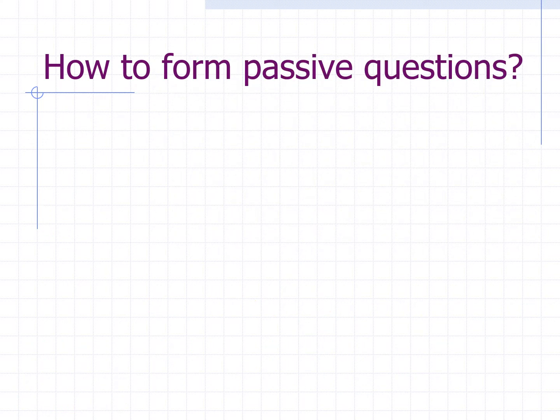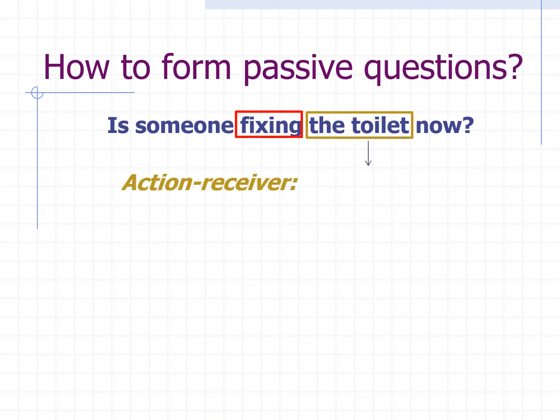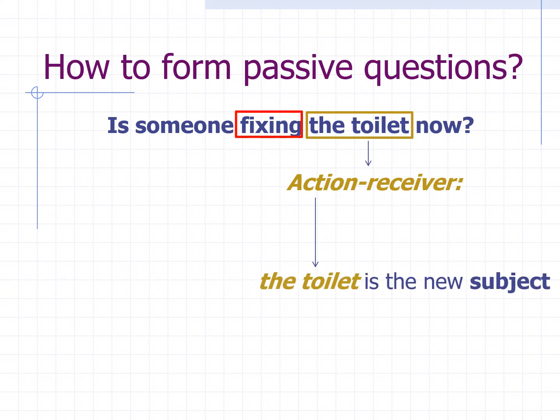Okay, now we look at the question in present continuous tense. Is someone fixing the toilet now? Okay, the main verb would be fixing. Okay, after fixing, the main verb, that would be the toilet. This is the action receiver, and now we have it as a new subject of the question. All right, so we'll put it there first, the toilet.